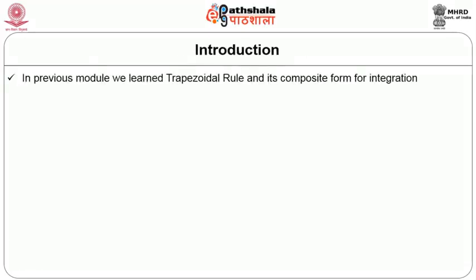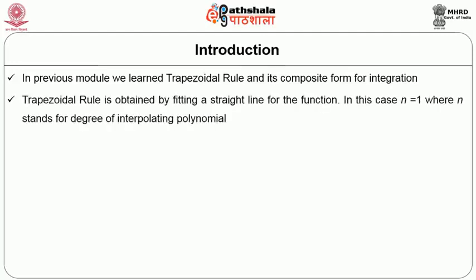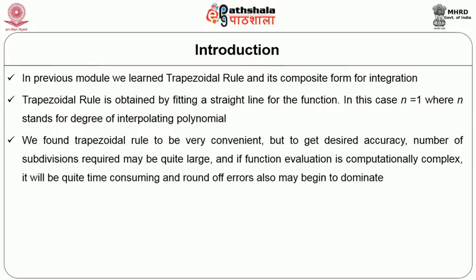In our previous module, we learned about Trapezoidal Rule as a particular case of Newton-Cotes integration formulas. Trapezoidal Rule was obtained by approximating function by a straight line, that is the n equal to 1 linear polynomial, and this linear polynomial was integrated to get the estimate of the integral. We found the trapezoidal rule to be very simple, convenient to apply, and to increase the accuracy we applied the composite form of trapezoidal rule.